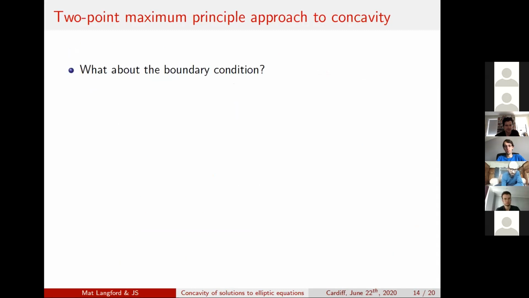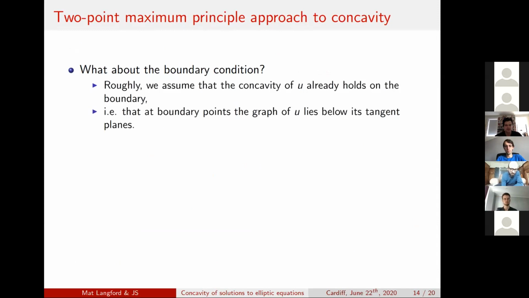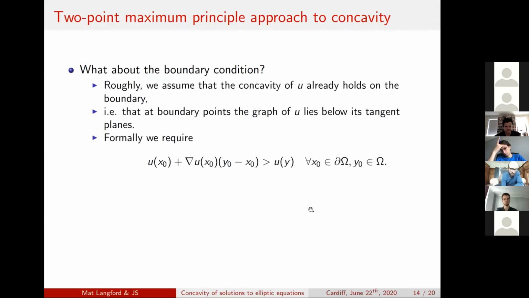What do we do in this case? Of course, as always, you need just an assumption on the boundary. It's more like a concavity maximum principle. So we just assume at the boundary that the function is already concave, meaning that the graph of u lies below its tangent planes at the boundary. So that's our boundary condition. It's like a Dirichlet condition, a geometric Dirichlet condition, I would call it.